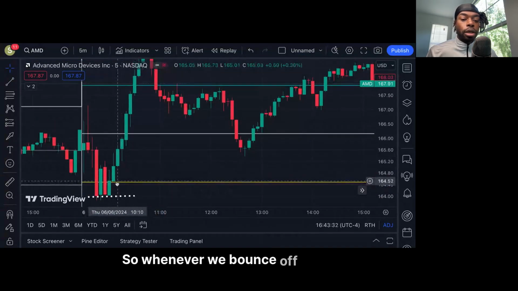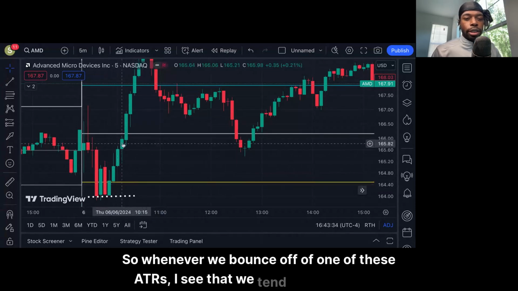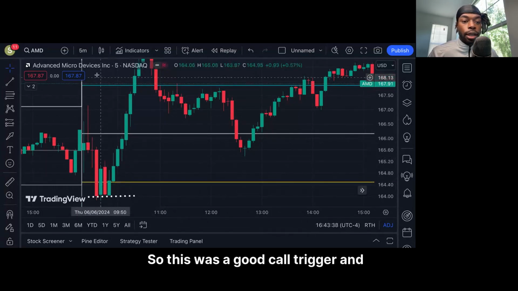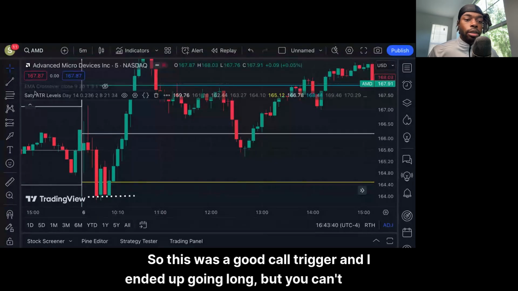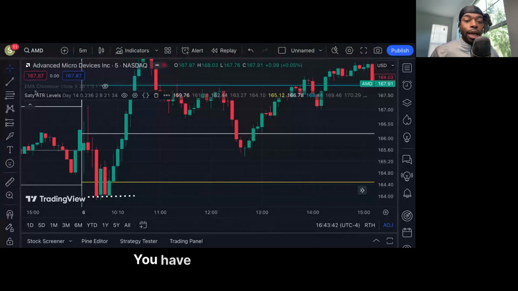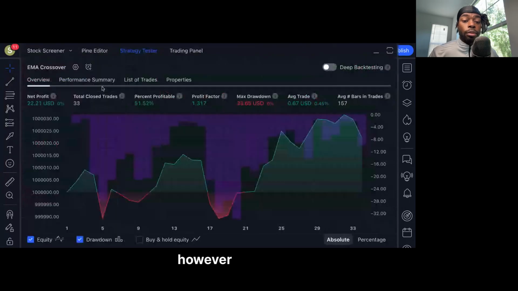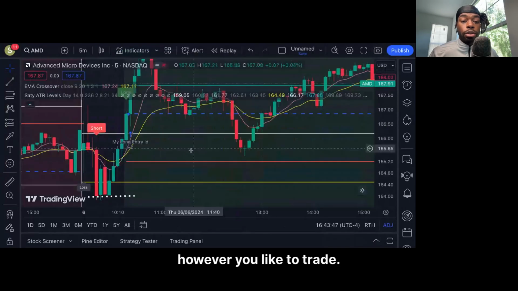So whenever we bounce off of one of these ATRs, I see that we tend to like to go try the other direction. So this was a good call trigger, and I ended up going long. But you can't use the ATR by itself. You have to use this in conjunction with price action, or however you like to trade.